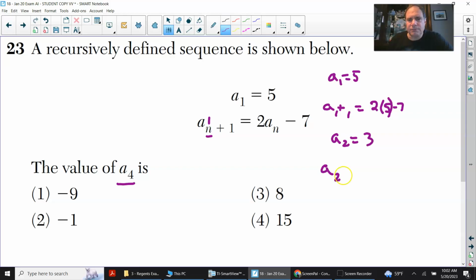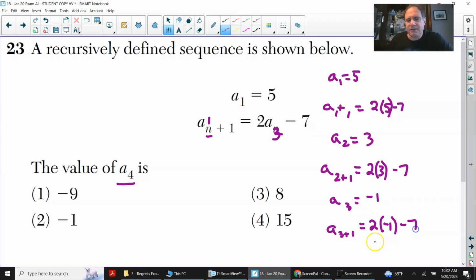Now, n is 2, so a sub 3 equals 2 times a sub 2, that's 3, minus 7. So 6 minus 7, a sub 3 is negative 1. We need a sub 4. So it's n equals 3, a sub 4 equals 2 times a sub 3. A sub 3 was negative 1, so negative 2 minus 7. A sub 4 is negative 9.